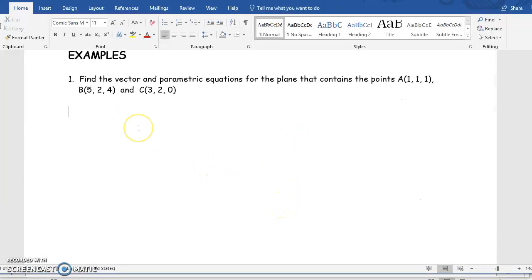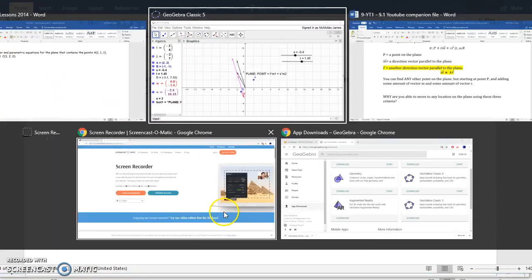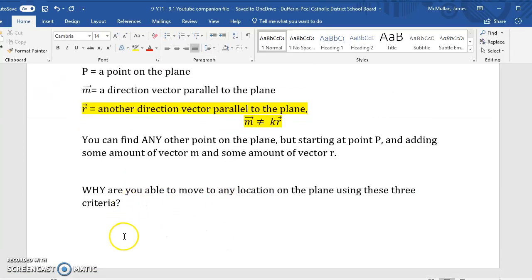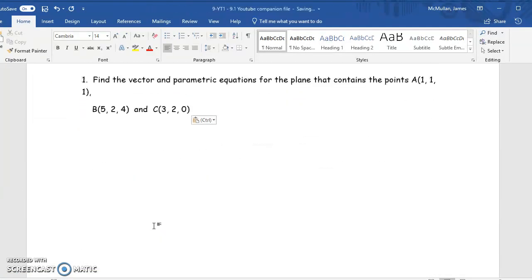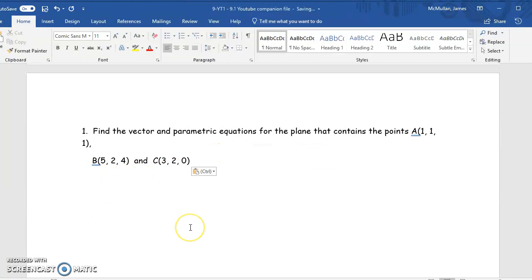Let's try this now, and we'll actually see about doing some of the examples and some of the work here while we've got a chance. So let's start with question 1. Find the vector and parametric equations for the plane that contains 3 points.